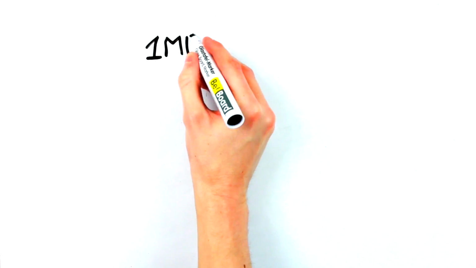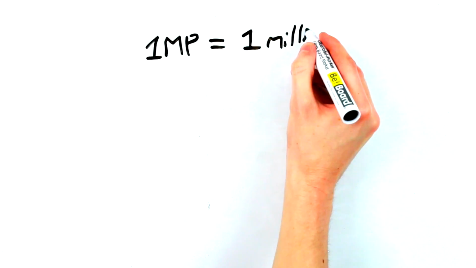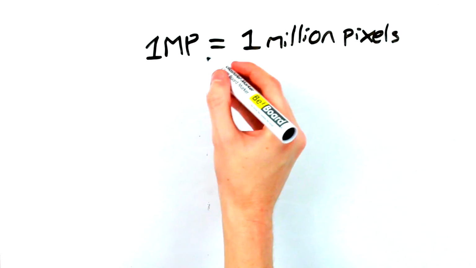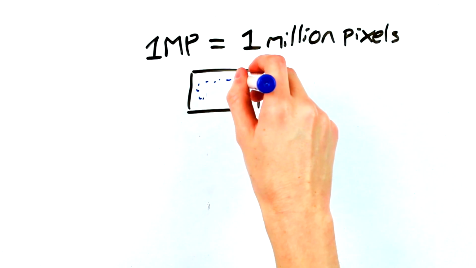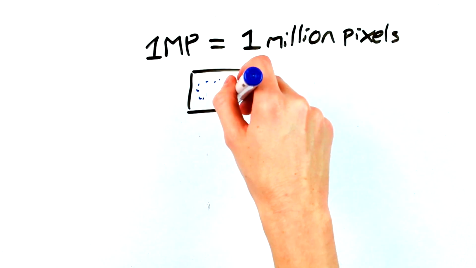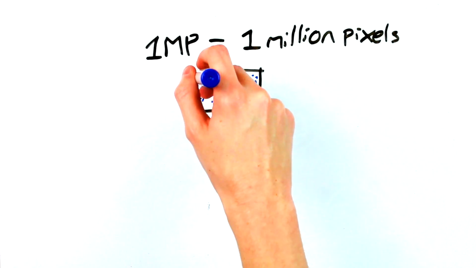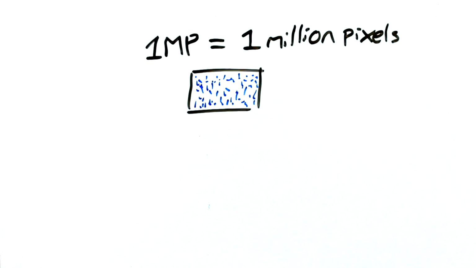Well, the simplest way to explain megapixel is to say that 1 megapixel is a million pixels. Now, pixels are the tiny squares that make up the surface of a camera's digital image sensor. And so with each megapixel you get an extra million pixels. For example, 2 megapixels is 2 million pixels, 4 megapixels is 4 million pixels, and so on and so on.